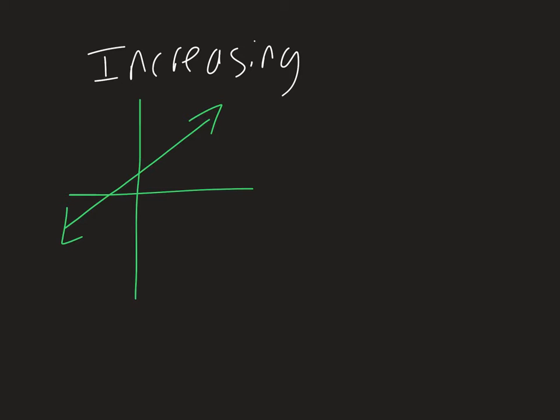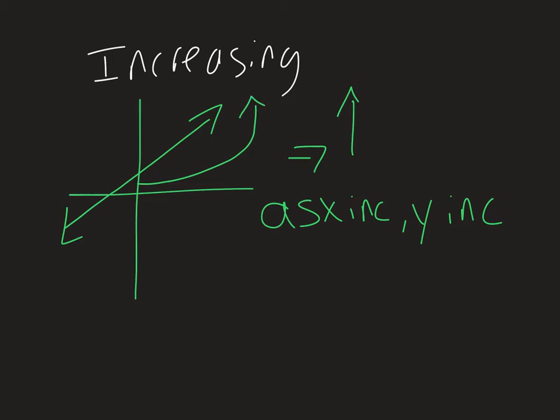we could think of it as it goes right, it goes up. In other words, as x increases, y increases. Meaning that as I go right, I go up. And that's just kind of a general trend. And it doesn't have to be a line, it could be that we're looking more curved. Technically, this is an increasing function.